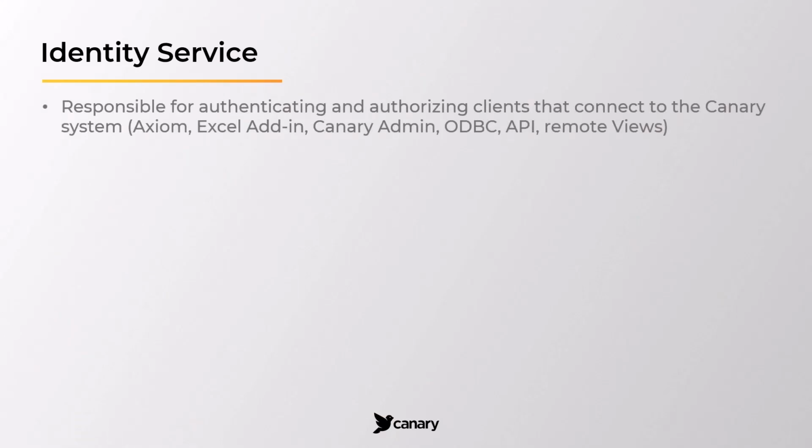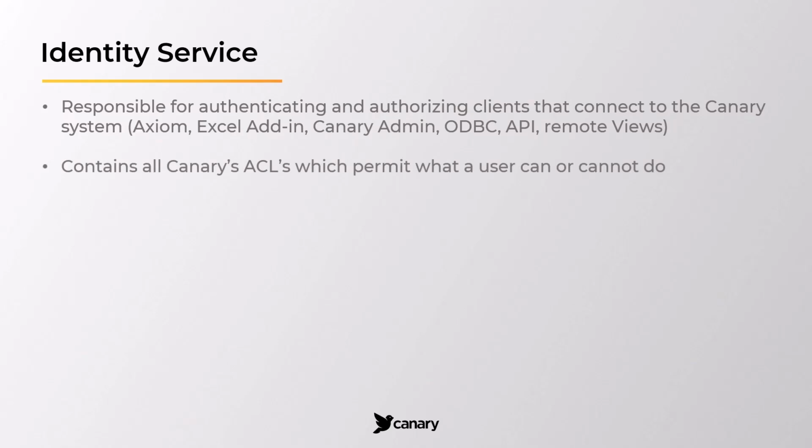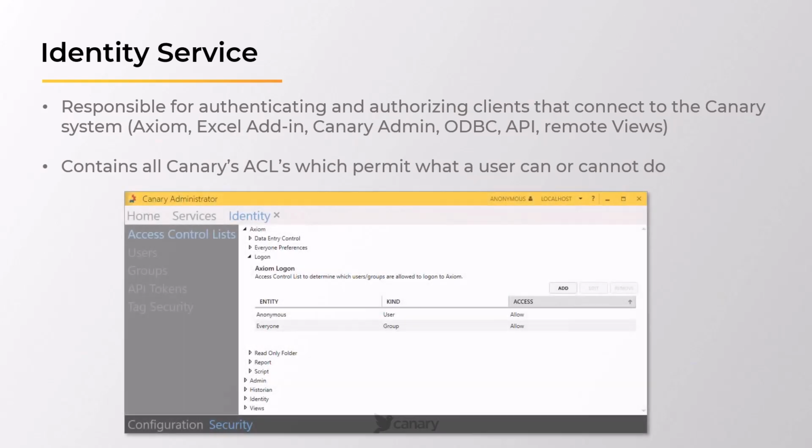This includes Axiom, the Excel add-in, the Canary Admin, ODBC clients, API clients, and remote views. As such, the identity service contains all the access control lists within the system which permit what a user can or cannot do. For example, a user who wants to log into Axiom must first be in the Axiom logon access control list, or be in a group in that list. If the user does not have the proper permission, they will be denied access.